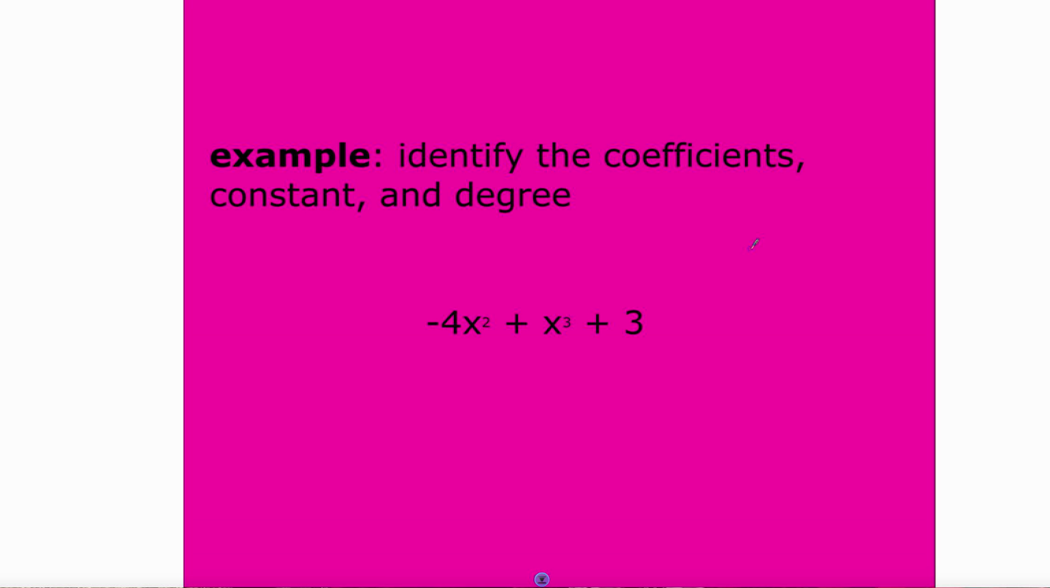For example, it says identify the coefficient, constant, and the degree. So this right here, I can see that there are 3 terms, 1, 2, 3. The constant is positive 3. The degree of this polynomial, the highest exponent, is also 3. And the coefficients, well, there are 3 coefficients. The coefficient of x cubed is 1, there's an understood 1. And the coefficient of x squared would be negative 4.